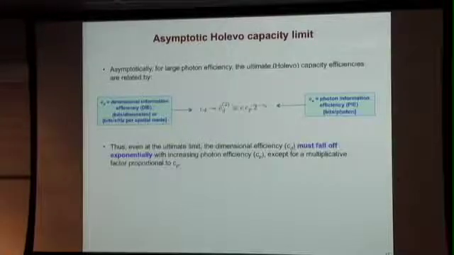This equation was derived from a paper by Vittorio and Jeff and other people, right? But put in terms of DIE versus PIE and taken to the limit of large CP, large photon efficiency. It's basically an exponential decline of dimensional efficiency with photon efficiency, except for this linear multiplying factor here. So it falls off exponentially except for the multiplicative factor.